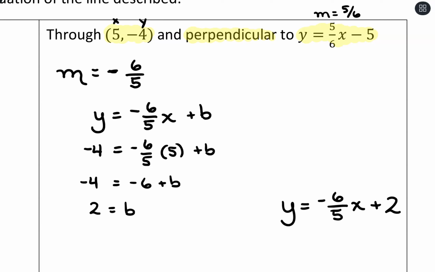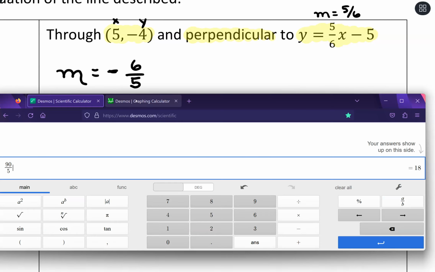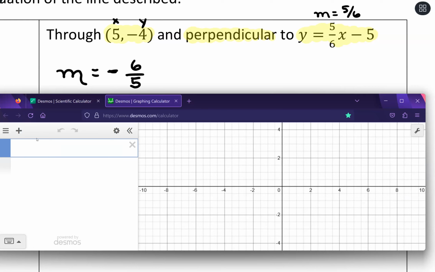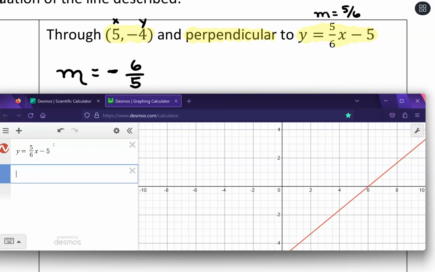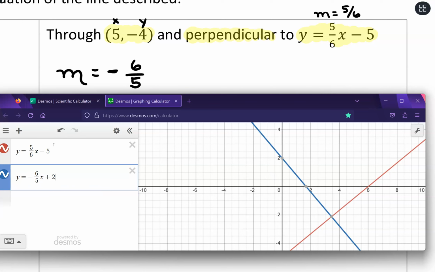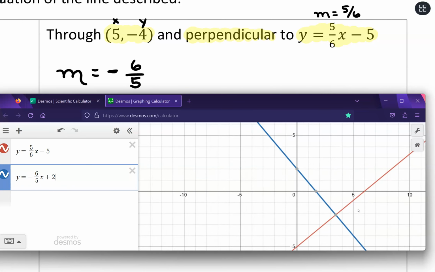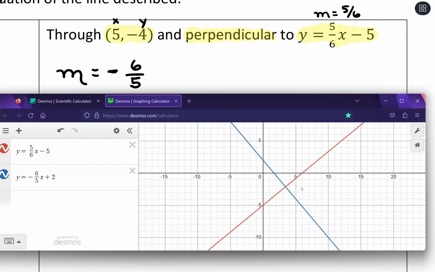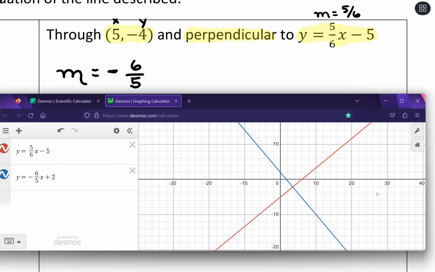And if you wanted to, you could check your answers by graphing in Desmos. So if we go to the Desmos graphing calculator, what we could do is graph y equals 5/6 x minus 5. And then we could also graph what we just found with the negative 6/5 x plus 2. And that should look pretty perpendicular. I like it.